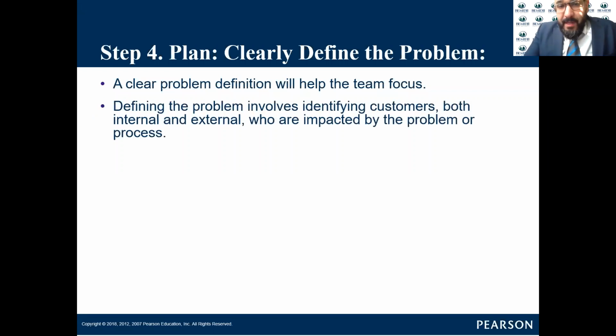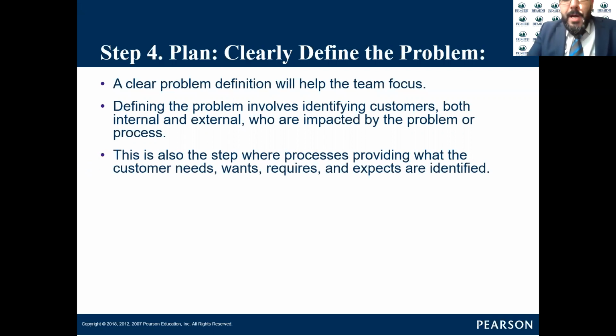Defining the problem involves identifying customers, both internally and externally, who are impacted by the problem or the process. So now when we define a problem, we should consider the customer perspective, and the customer could be internal or external. Internal customers are the employees working for the company, whether by buying their products or serving the company through their skills. So we need to ensure what their perspective is and how we could improve their satisfaction. This is also a step where what the process is providing and what the customer needs, wants, requires, and expects are identified. So in this step, we need to identify exactly what the customer needs.